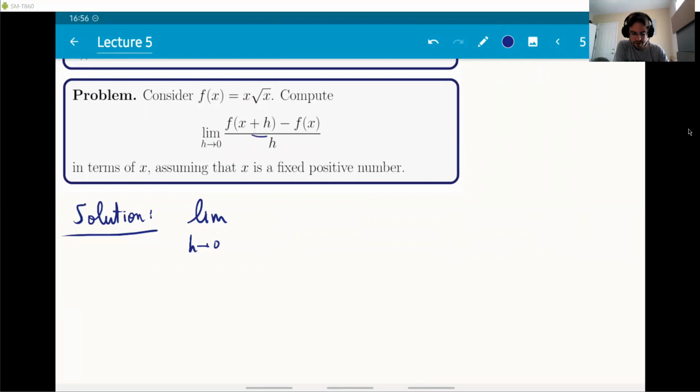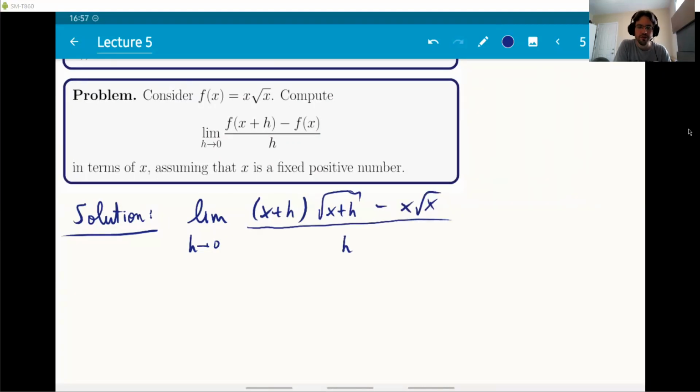So in particular, f of x plus h, I'm going to plug in x plus h for x. So this is f of x plus h, and then minus f of x, the whole thing divided by h. We're trying to find this limit.